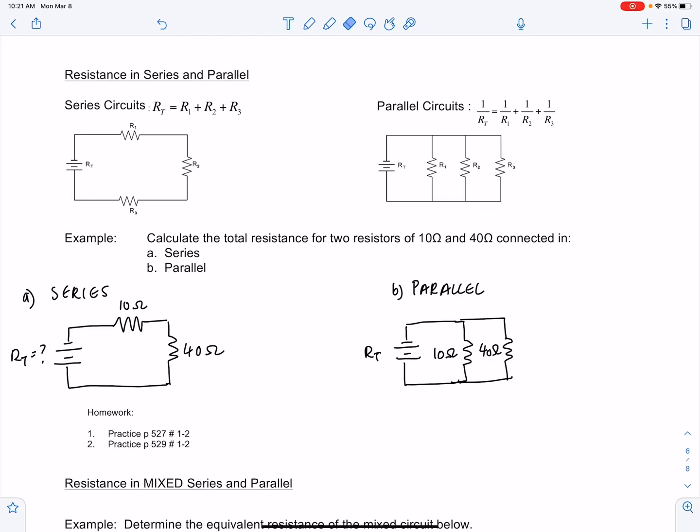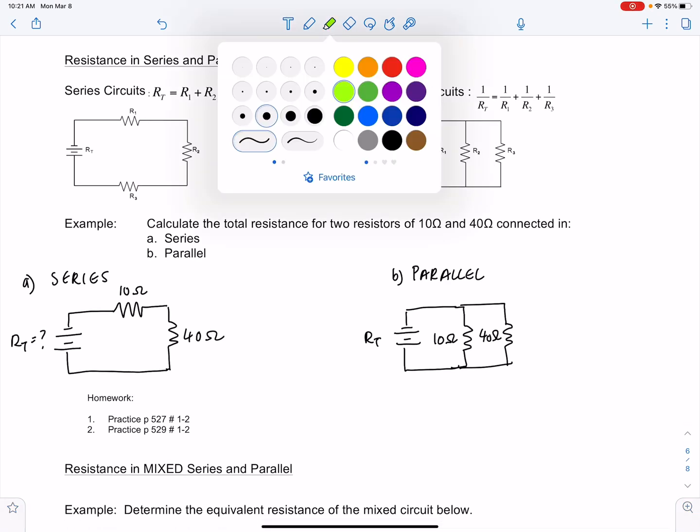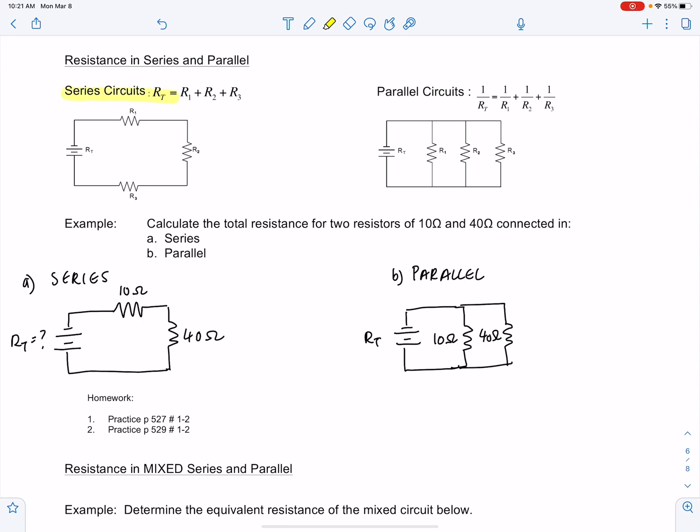In this video, we're going to look at calculating resistance in series and in parallel. For series circuits, the total resistance is equal to the sum of the individual resistances. So we have this equation which tells us how to find the total resistance for resistors connected in series.